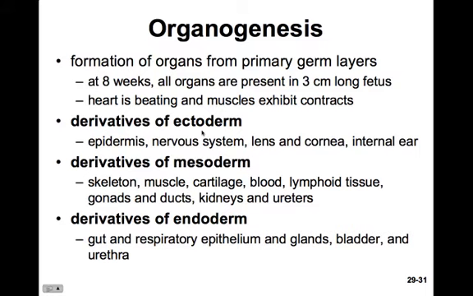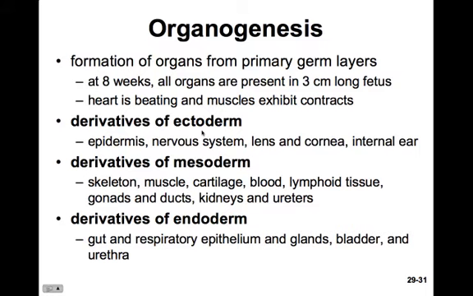At 8 weeks, all organs are present in a 3-centimeter long fetus. Again, they're not mature or functional yet, but they are present. The heart is beating and the muscles exhibit contraction. Let's take a quick look at the derivatives of each of the germ layers.